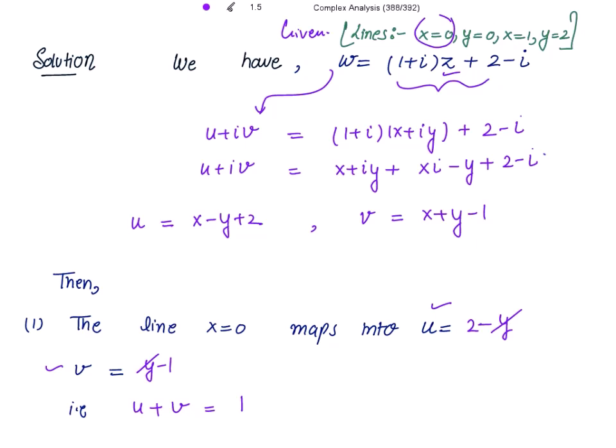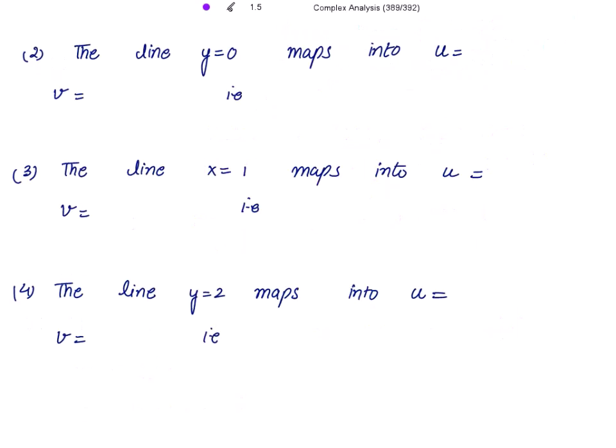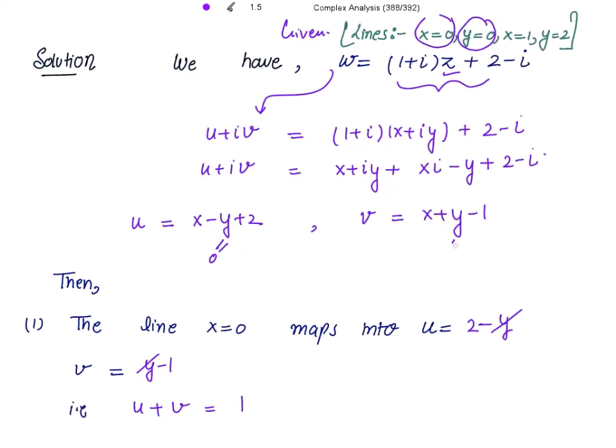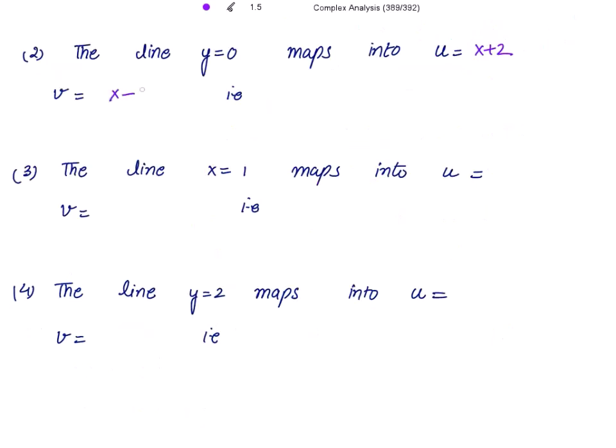Very fine. Okay. Now for the second line, y equal to 0, the value of u will be, y is 0, u becomes x + 2. And if y is 0, v becomes x - 1. So here I am having x, here also I am having x. So let's subtract these two equations so that I can cancel x. So u - v will be equal to, x will be cancelled out, and 2 - (-1), that is 3.